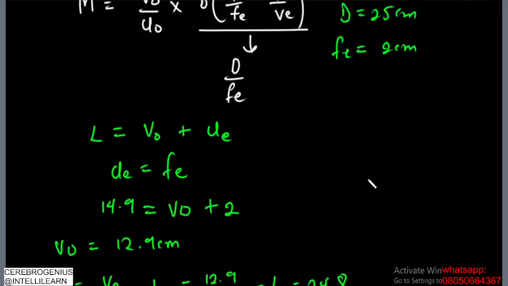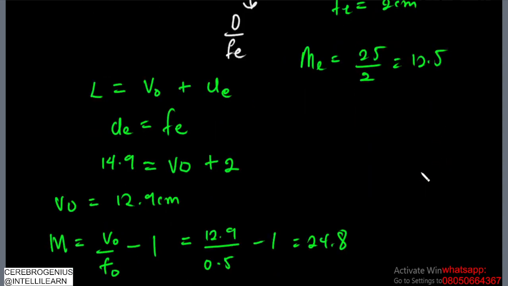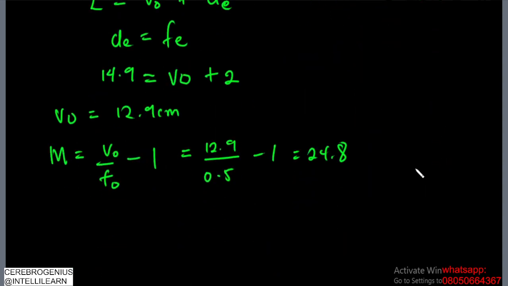Then I can do it for the eyepiece. Magnification of the eyepiece is what? 25 divided by 2. That's 12.5. So I will just multiply the two, 24.8 multiplied by 12.5. That's going to give me 310. So the total magnification is 310. So that's the magnification when the eye is relaxed.